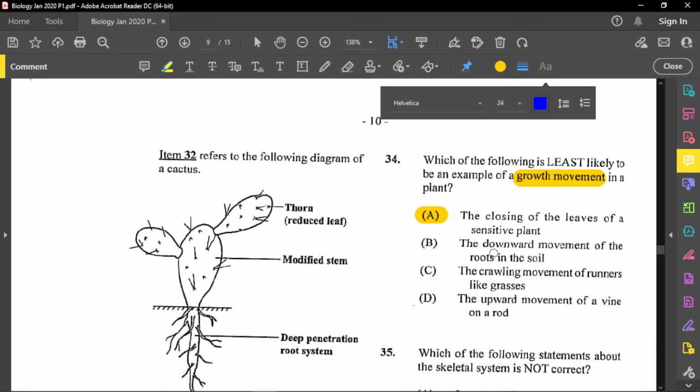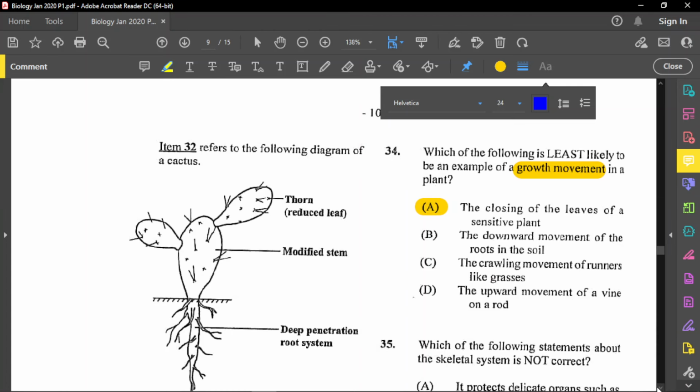For B, it's the downward movement of the roots in the soil. That's growth. Roots grow down. The crawling movement of runners like grasses. Grasses don't necessarily have runners, but it says runners like grasses. Runners are different, like vines and so on, right? So they will run by movement. They're getting longer and longer stems technically. So they are running stems, if you want to call it that. The upward movement of vines on rods, which is thigmotropism. Remember that word? Thigmotropism? Yeah, so it's a growth response as well. So A is definitely the answer right there. The leaves closing, that's not growth.